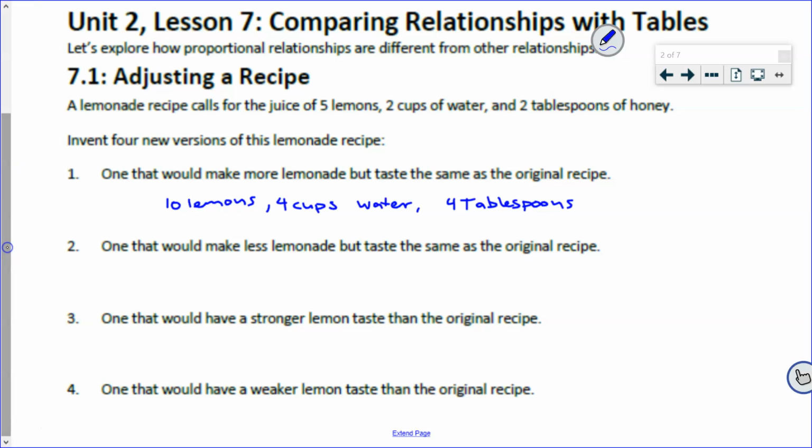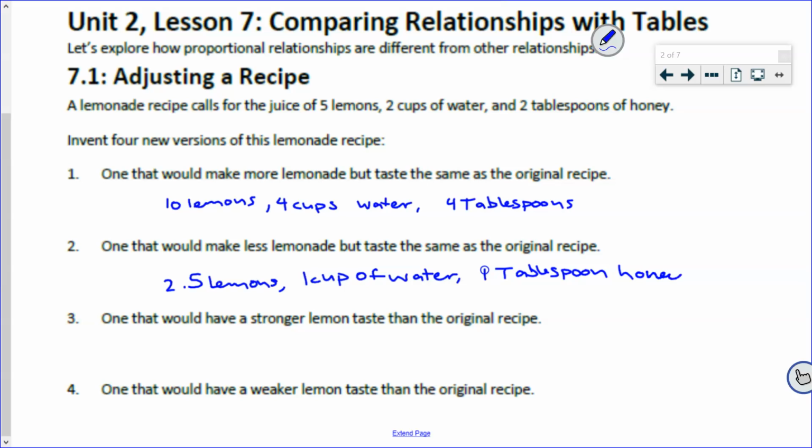Now give me a recipe that's going to taste the same, but isn't going to make quite as much. I want less. Let's go, Gabe. Okay, and so how many lemons will that be if I divide the original recipe by 2? Good. 2.5 lemons, 1 cup of water, and 1 tablespoon of honey. I guess I should do that up here too. 4 tablespoons honey.